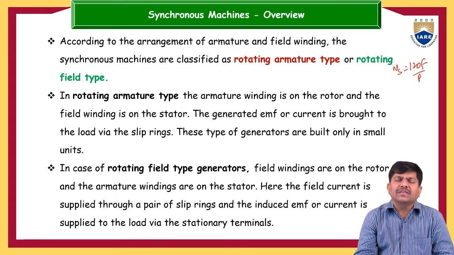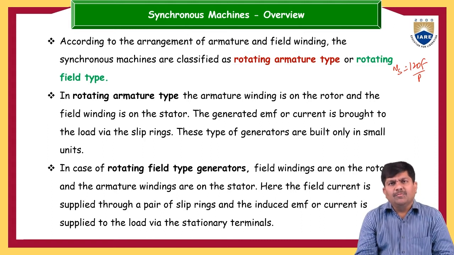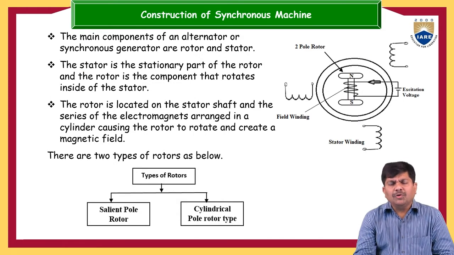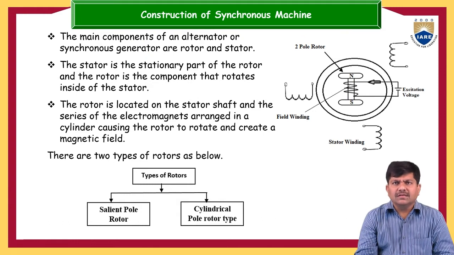In rotating field type generators, the slip rings will be used for the excitation, and for collecting the electrical energy we are going to collect it from the stator terminals. So slip rings are not required for the collection, but for excitation to the rotor terminals, slip rings are required. So coming to the construction, what is the major thing?